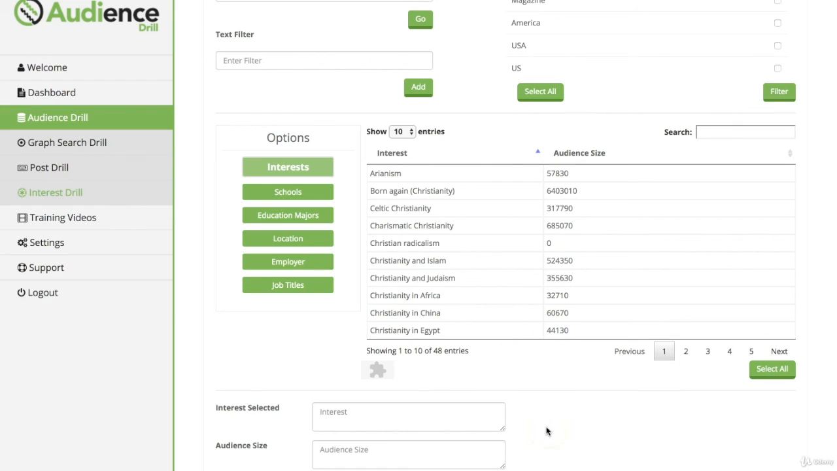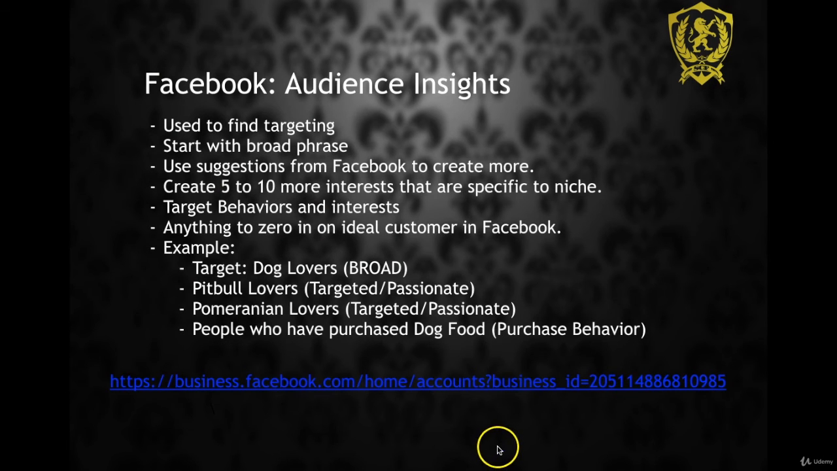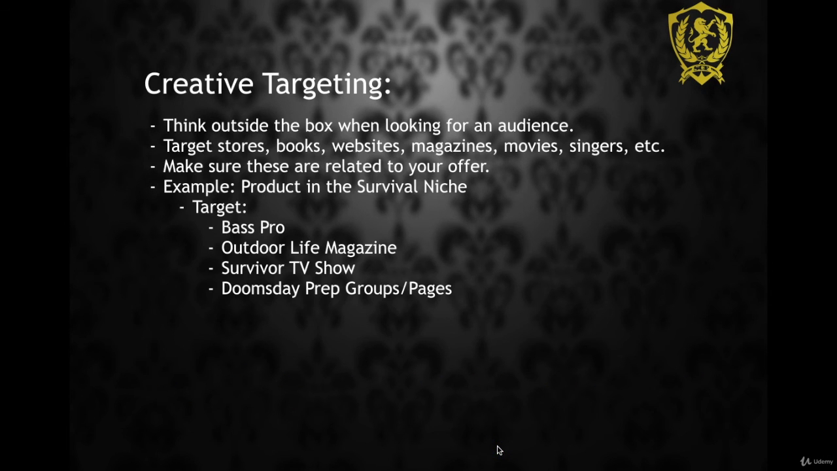Okay, and lastly, the last strategy that I use to target is basically I just am creative and I think outside the box. So you could target certain bookstores, certain websites, certain magazines, singers, music, etc. related to your offer. So for example, if one of your products is in the survival niche, you can target stores like Bass Pro or the Outdoor Life magazine or the Survivor TV show or even Doomsday Prep. Okay, these are all things you can do to just think outside the box and zero in on who you think your ideal customer is.